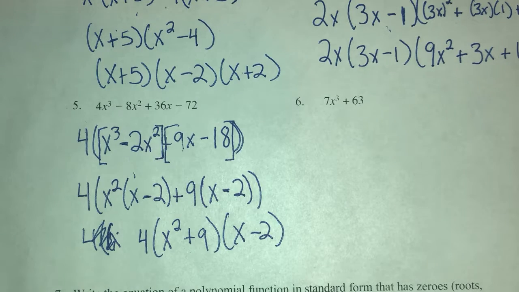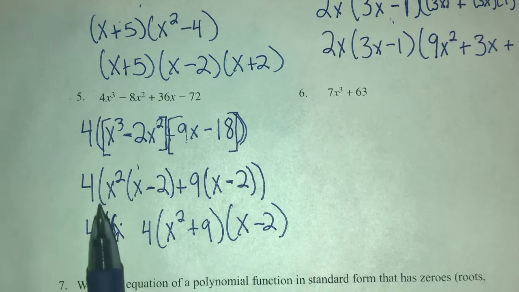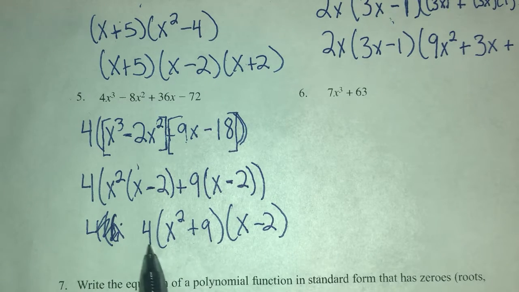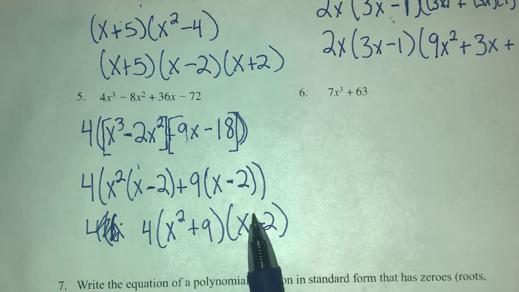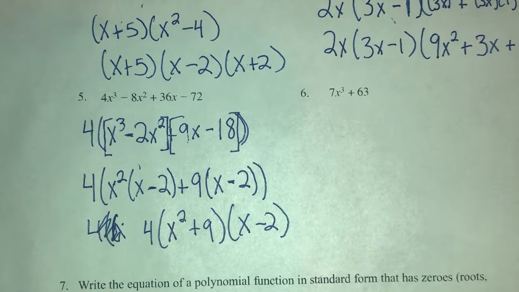Now what do I do? Remember what I do? I survey for more opportunities to break down. So the 4 is the 4. That's good. It's a number. I can't touch that. x minus 2, biggest power 1, cannot touch it. x squared plus 9. This really threw people off.